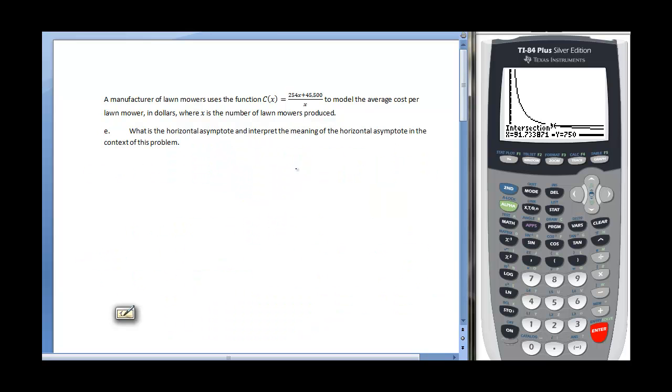For letter E, it says, what is the horizontal asymptote, and determine the meaning of the horizontal asymptote for this problem. Well, to find the horizontal asymptote, we look at when x gets really large or really small, what is happening to the graph. So if x is getting really, really big, we're not going to worry about really small because that doesn't mean anything in our problem here. But when x gets really, really big, what's going to happen?